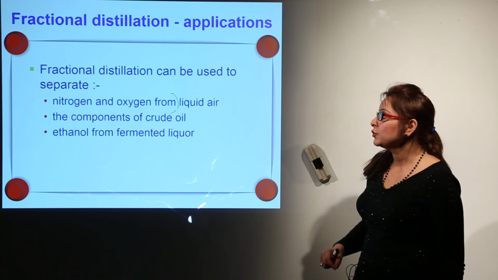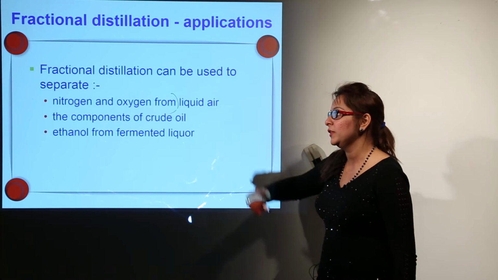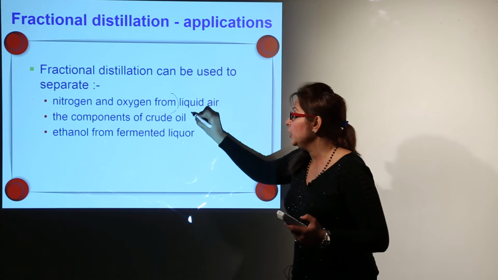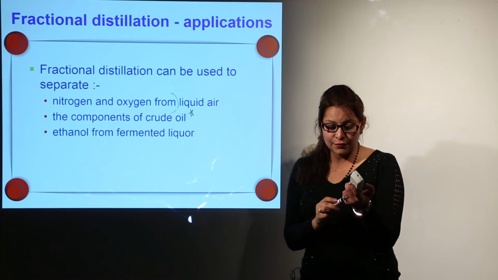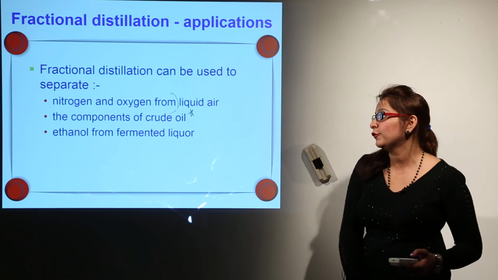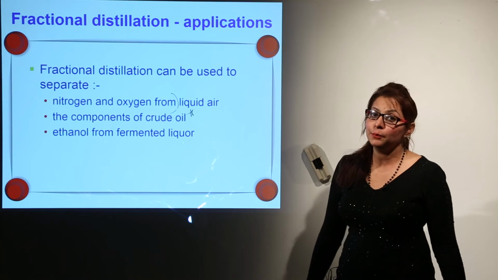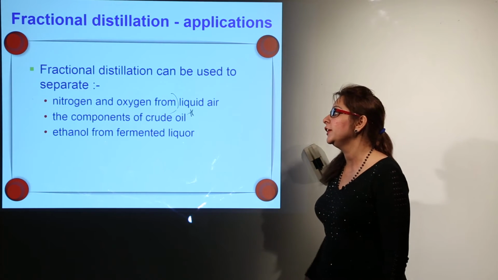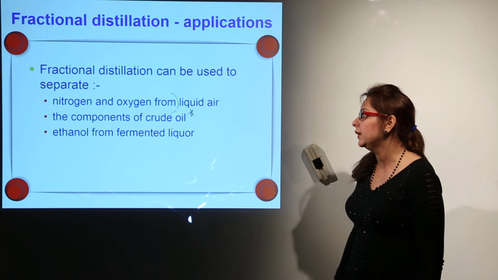It can be used to separate nitrogen and oxygen from liquid air. It can be used to separate the components of crude oil. This is one of the important applications, because after carrying out the fractional distillation of crude oil, we obtain many components which we use in daily routine, and we can even separate ethanol from fermented liquor.